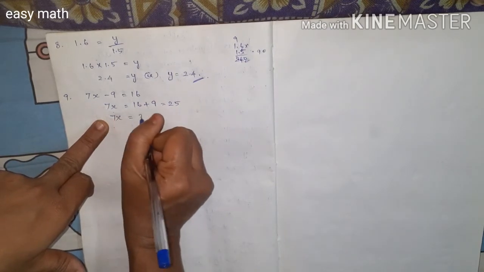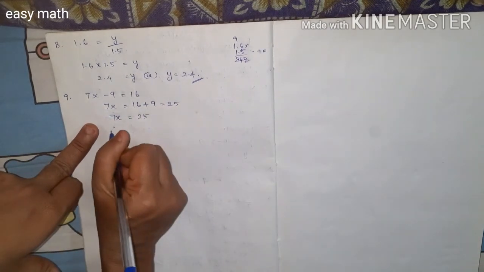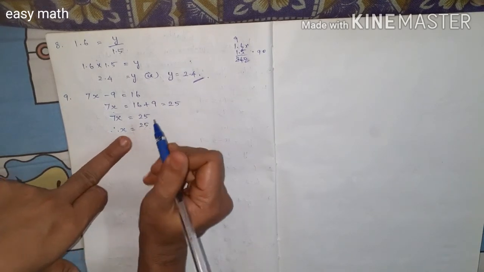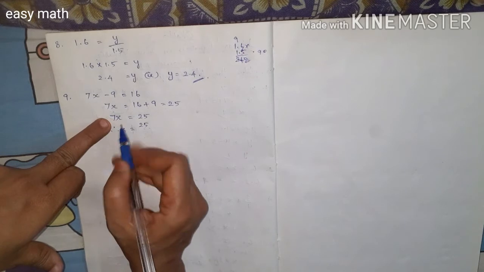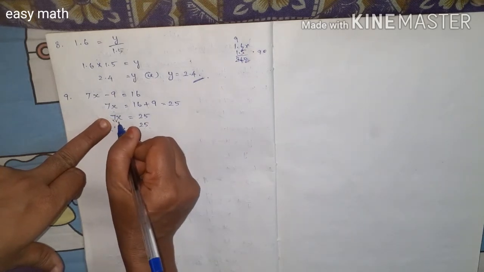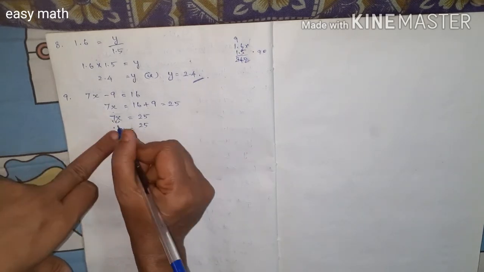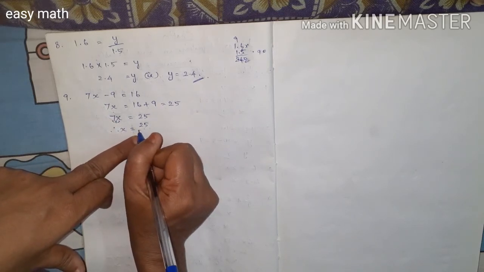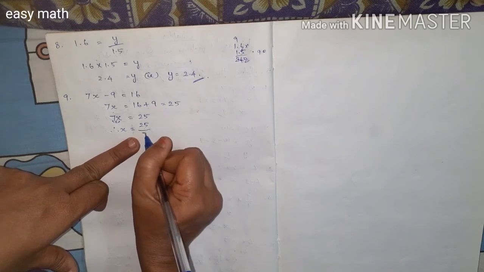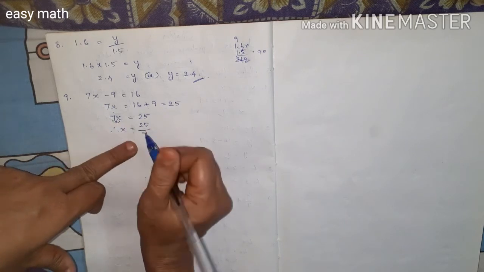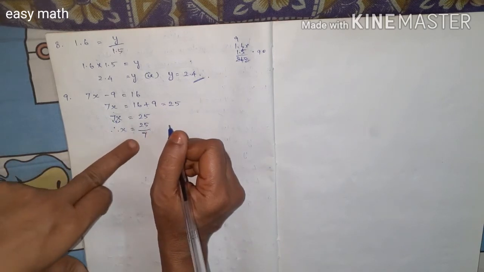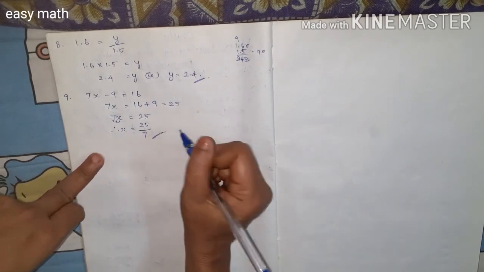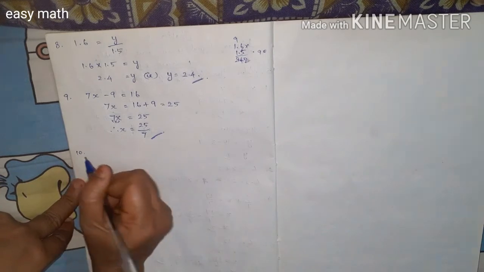7x equal to 25. Therefore x equal to 25, 7 into x. Okay, then into means when it becomes in the right hand side, divided by 7. Answer is x equal to 25 by 7. Okay, next sum, 10th.